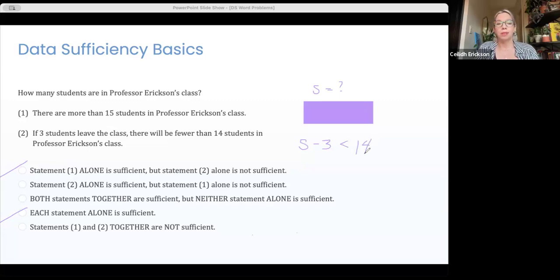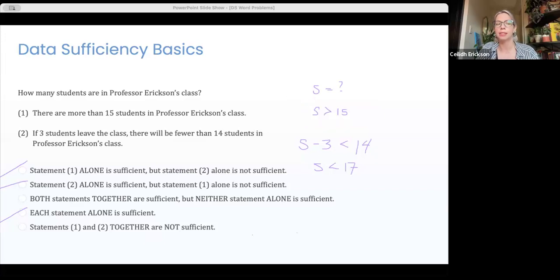You might have looked at this statement and not done anything with it because, again, it's giving us something open-ended. But if we did manipulate that algebra a little bit, we could add 3 to both sides of that inequality and say that S must be less than 17. But again, that's a range. It could be 16, 15, 14, 13, 12, etc. That alone is not enough. So we can rule out statement 2 alone, answer choice B as well here.